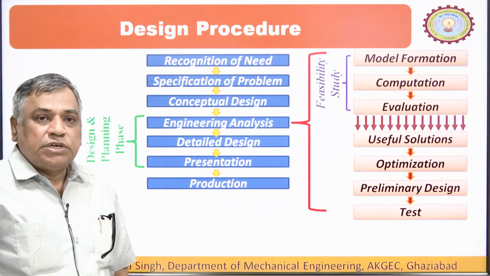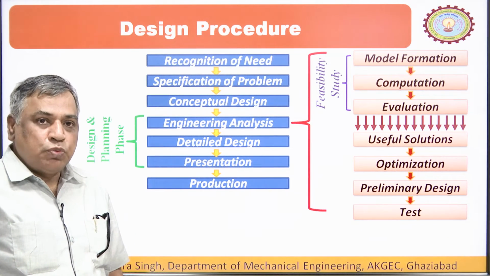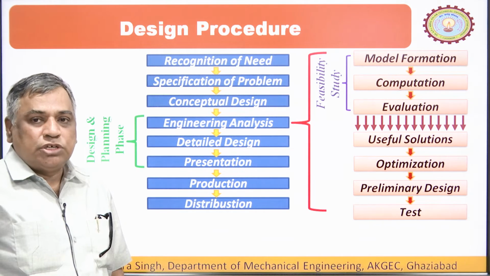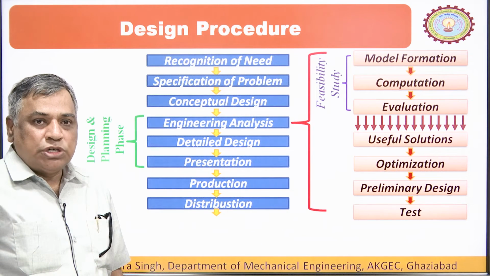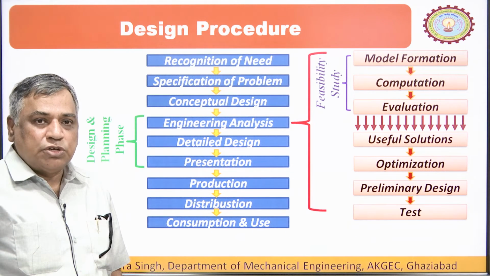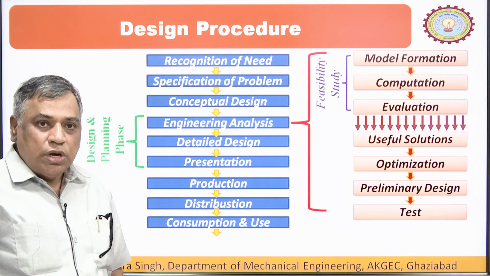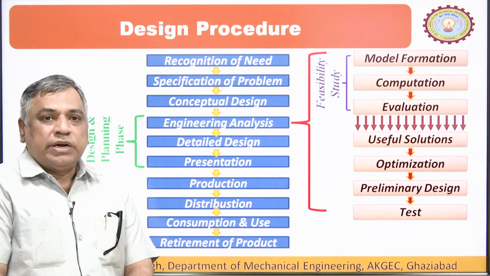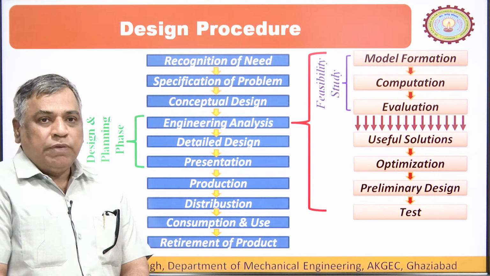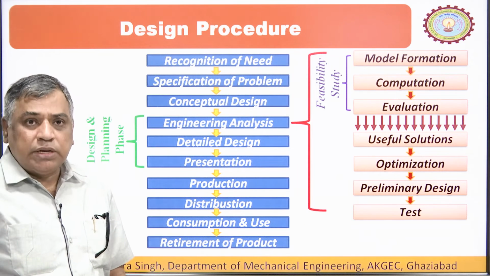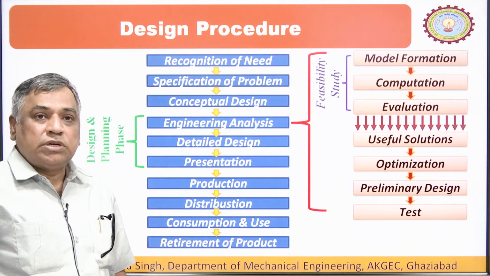Then after presentation, production will start after approval, and after production distribution is required. Once distribution is there, then consumption is there, consumption and use, and after consumption and use, the product will be retired. So, in this way, this is the complete design procedure.